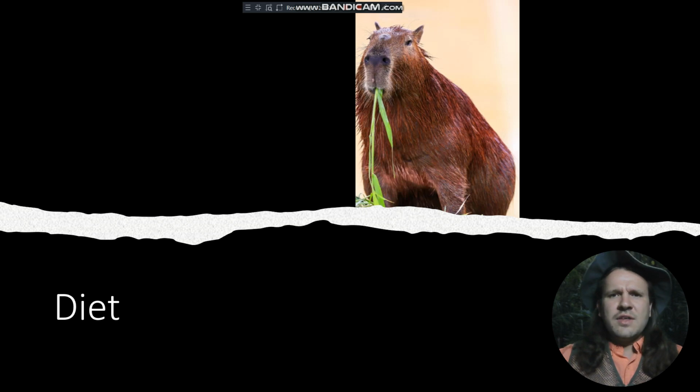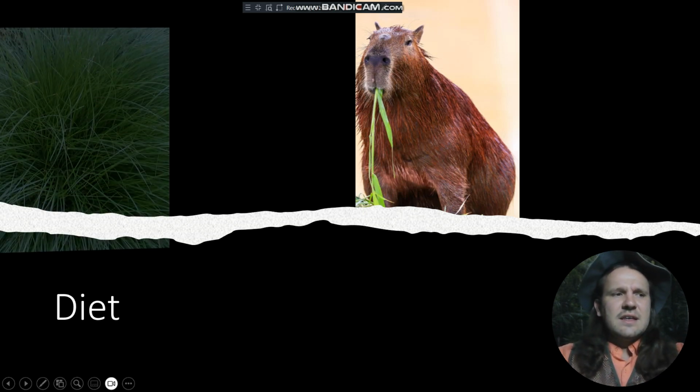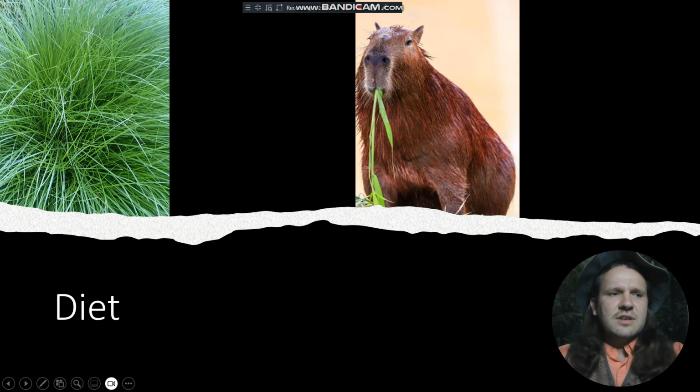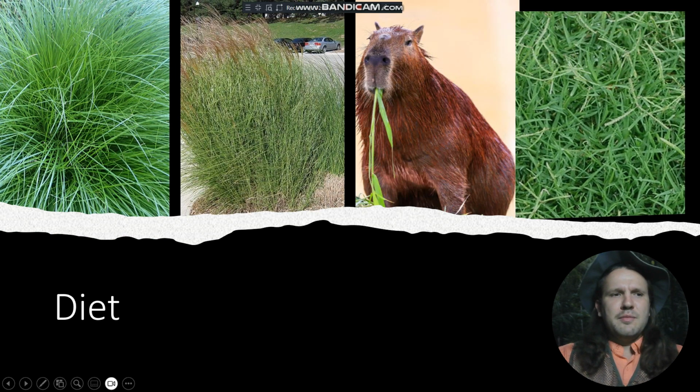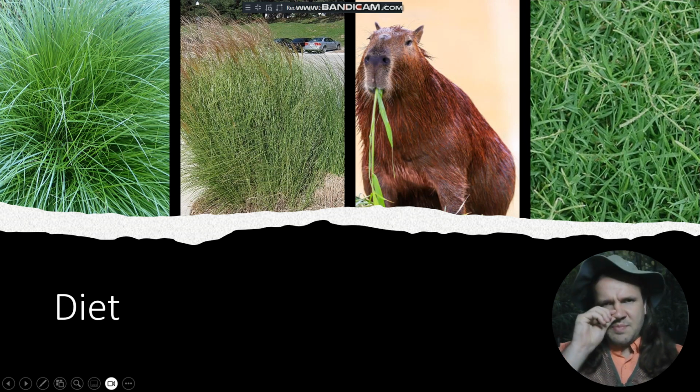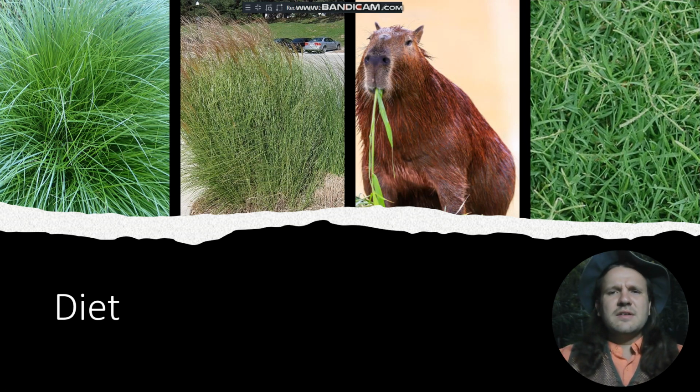And then while they do that, they eventually will switch over to reeds, especially during the dry season when the grass begins to dry up. But here's some of the grass that they will eat. They are known to eat sedge, switchgrass, and Bermuda grass. But now here's a pretty fun, interesting fact about the capybara.